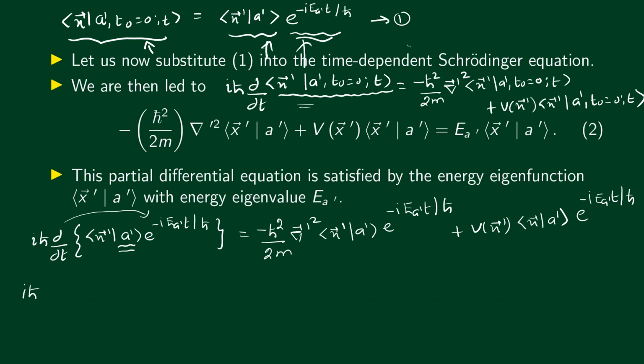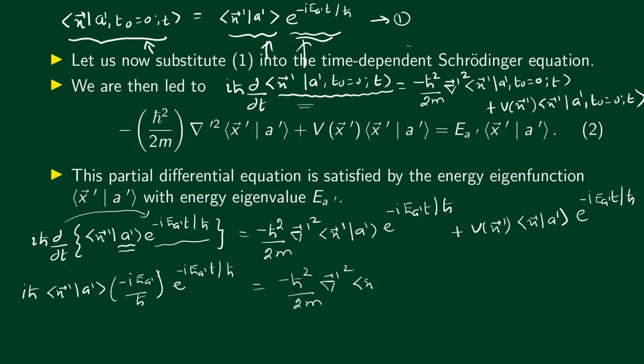This is i h bar bra x vector prime ket a prime, and then partial derivative of this thing. What's the partial derivative of this thing? It is minus i E_a' divided by h bar multiplied by e raised to minus i E_a' t by h bar. Okay, we have just taken the derivative with respect to time, right? And on the right hand side we have minus h bar squared divided by 2m del vector prime squared acting on bra x vector prime ket a prime.